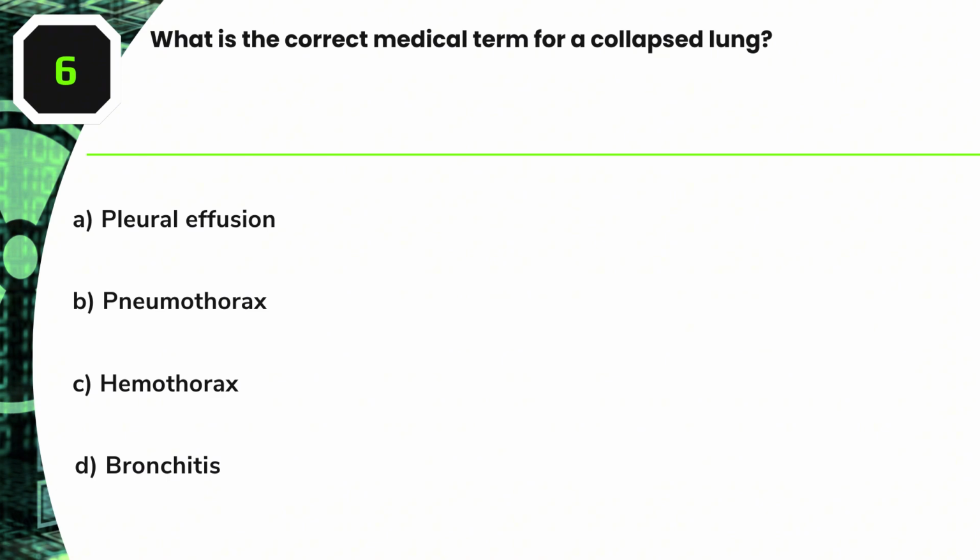Question 6. What is the correct medical term for a collapsed lung? A. Pleural effusion. B. Pneumothorax. C. Hemothorax. D. Bronchitis.